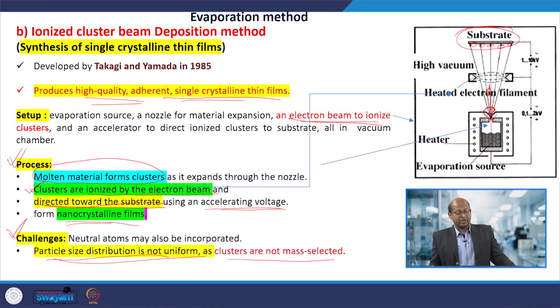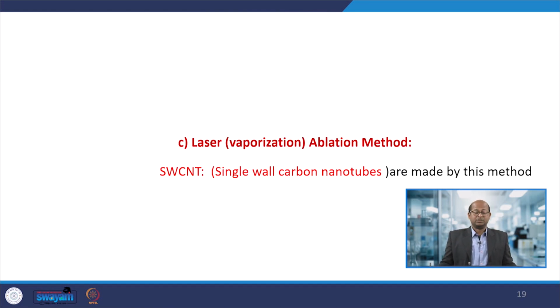Okay, so therefore the particles, whatever particles will be deposited over the surface, will not have a uniform particle size, as the clusters are not mass selected.